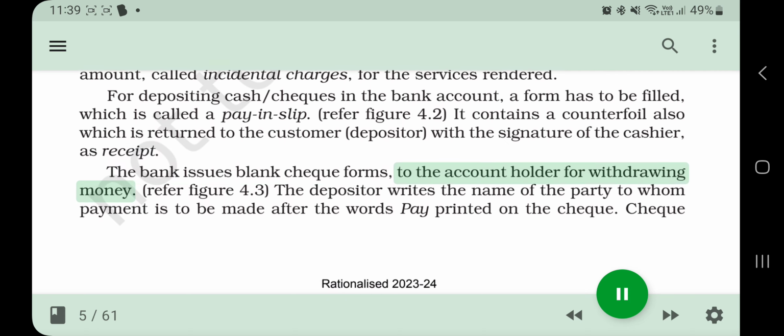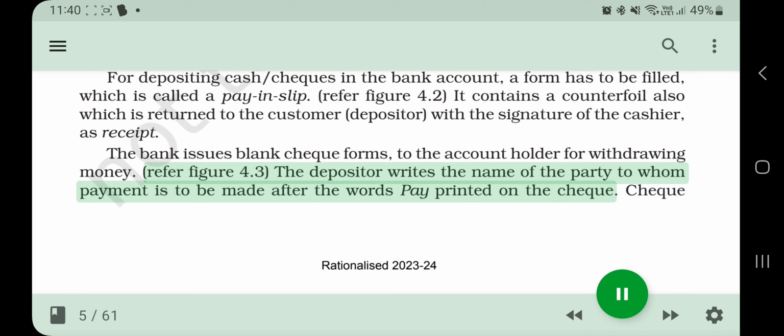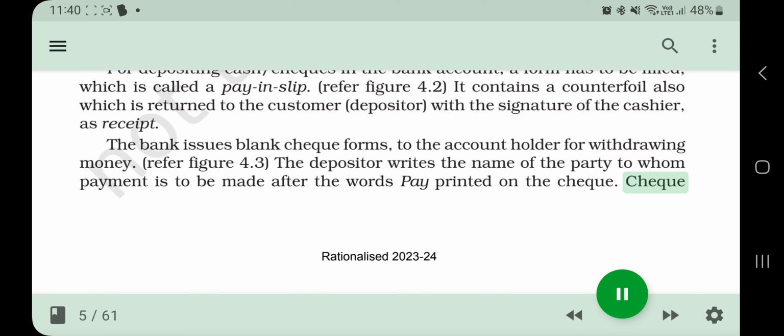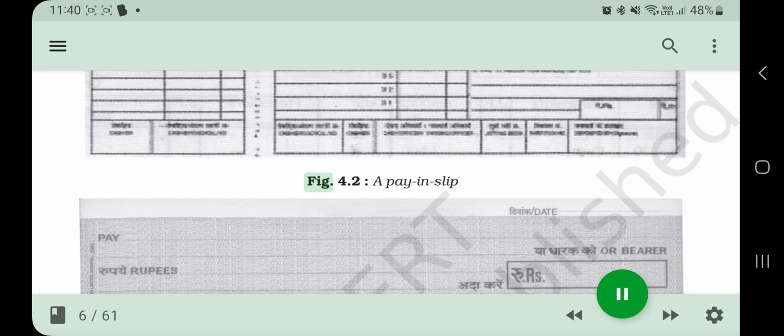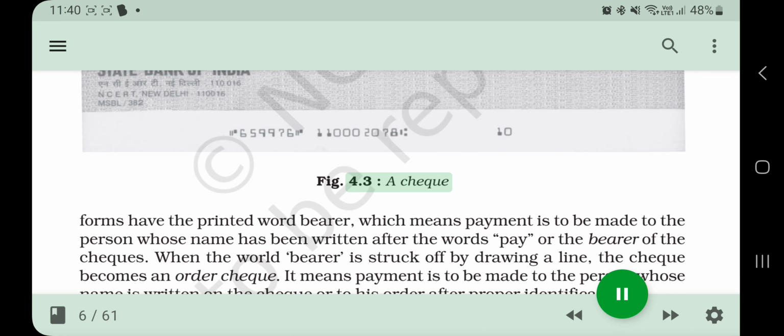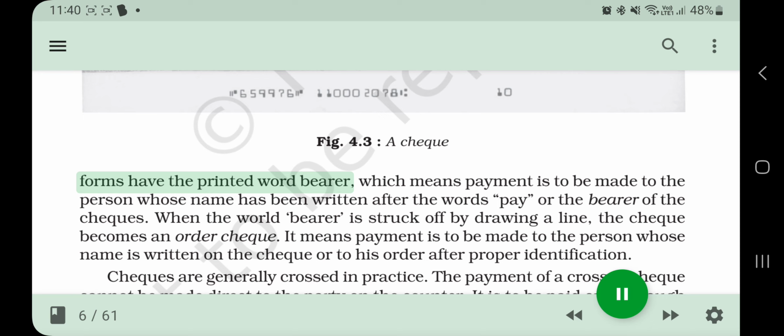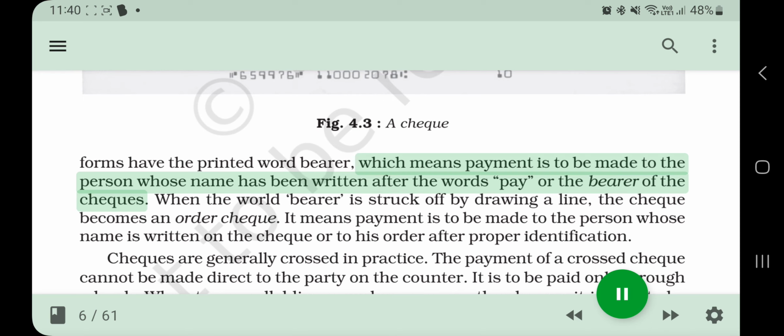The bank issues blank check forms to the account holder for withdrawing money. Refer figure 4.3. The depositor writes the name of the party to whom payment is to be made after the words pay printed on the check. Rationalized 2023-24, 104 Accountancy. Fig. 4.2. A pay-in slip. Fig. 4.3. A check. Forms have the printed word bearer, which means payment is to be made to the person whose name has been written after the words pay, or the bearer of the check.